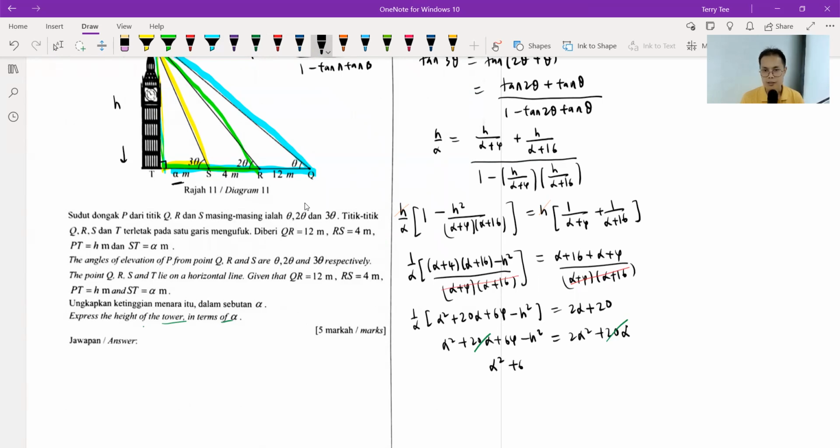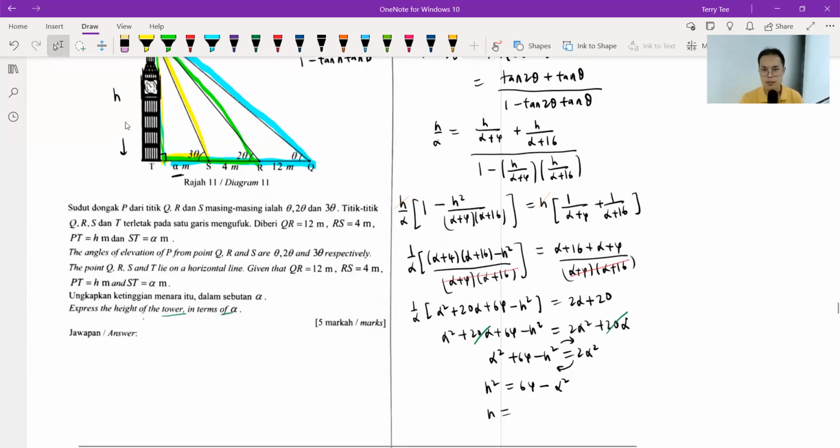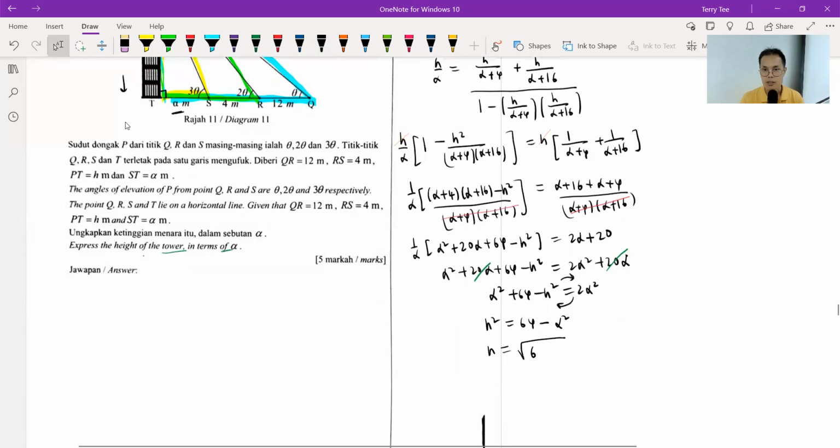Alpha squared plus 64 minus h squared is 2 alpha squared. Bring the h squared over, bring 2 alpha squared over. Your h squared is now 64 minus alpha squared minus 2 alpha squared, which is negative alpha squared. Take the square root of it, right? My h is therefore square root of 64 minus alpha squared. Very long and interesting question.